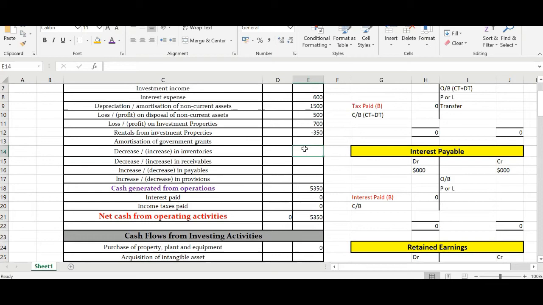So if the inventory is decreasing, that means we have sold the inventory, so this is the inflow. If inventory is increasing, that means you have further purchased the inventory, so this is an outflow. Similarly, with the receivables, if receivables is decreasing, that means you have recovered it, so it is an inflow. If receivables is increasing, that means it represents an outflow. And opposite is the case with the payables and the provisions.